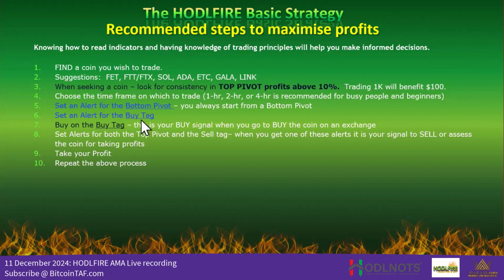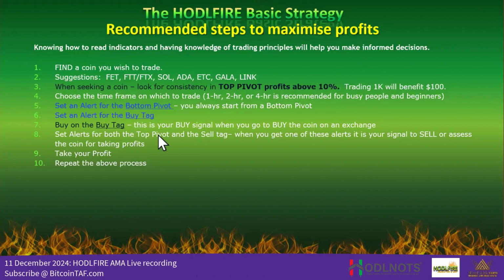Now, when you get the buy tag alert in on your phone, it might be 4 hours later, 8 hours, 12 hours. It might be the next day. But when the buy tag comes in, you go to your exchange and you buy the coin, whatever you're going to put on it. If you are practicing, which we recommend, put it down on paper that right now I'm going to my exchange and I'm pretending to put $1,000 on the coin right now. I got the alert. Everything's good to go. Now you will go back to your TradingView. You will set the alert for the top pivot.